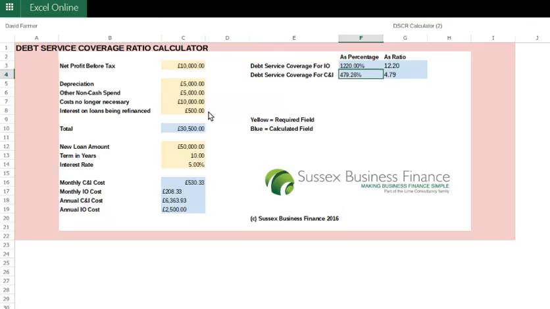Interest on a loan being refinanced: we're repaying another loan as a result of the new one being taken out. We add back in the interest that was in the accounts for the last period. That then gives us a figure which is used to work out how affordable the loan is.